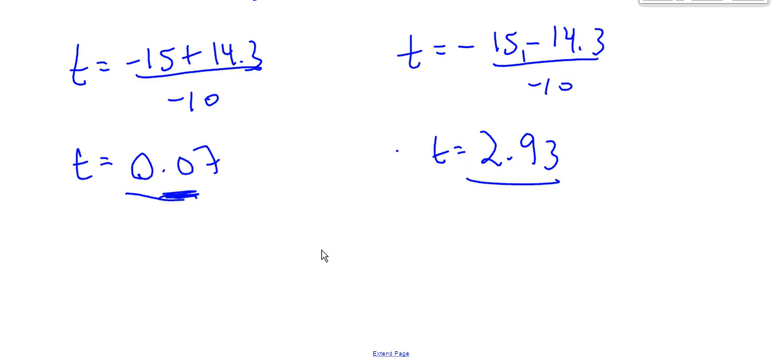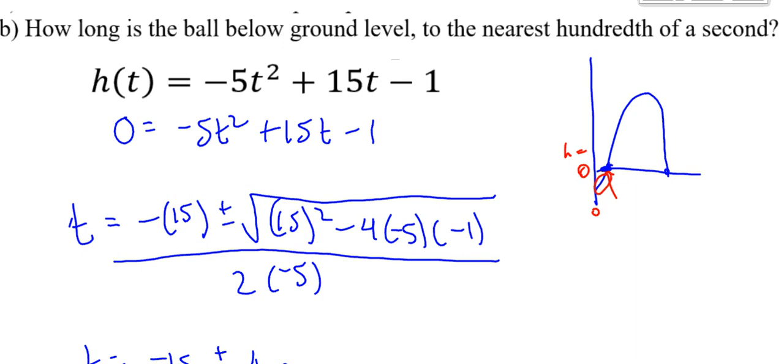And that makes sense. So when it says, how long is the ball below ground? It starts here below ground. It gets hit by the golfer, and it starts to move upwards, and then really quickly, it's at ground level and moving up. So that must be the first time, 0.07, and then this one's obviously 2.93. So how long is the ball below ground level? The answer is 0.07 seconds.